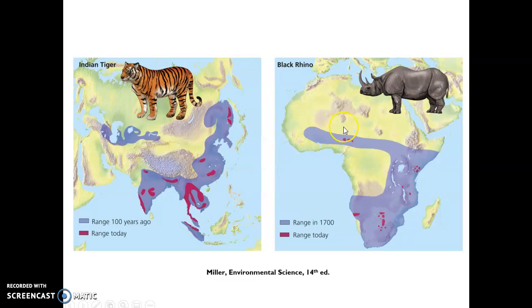The example over here of Africa and the black rhino is kind of similar. Huge range in 1700, about half the continent, or at least a third of the continent. And look at the range today, very tiny little isolated pockets. And again, this population might mate with that population, but they're certainly going to be isolated from that population, which is isolated from that population.